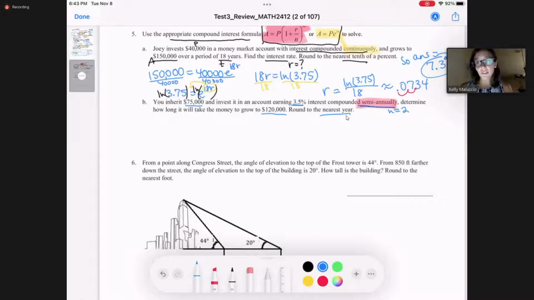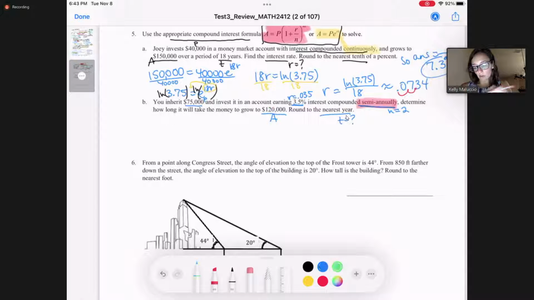So we already have 75. We're just trying to figure out, that's not even double. So maybe it won't be too long, but maybe it will be. Let's see. Let me label everything. 75,000 is the P. That's what we initially invest. 120,000 is our A. That's what we want. R is going to be 0.035, right? And T is a big old question mark.